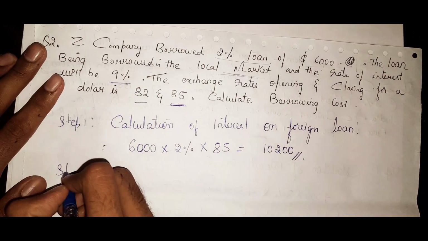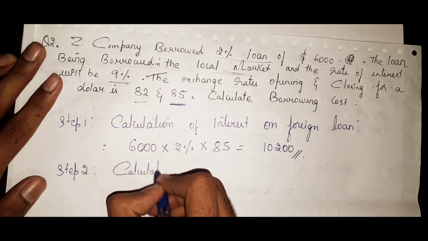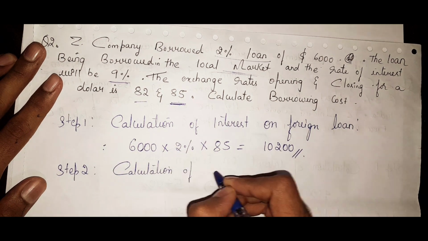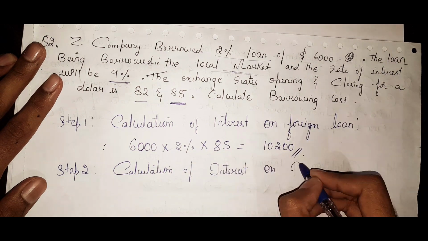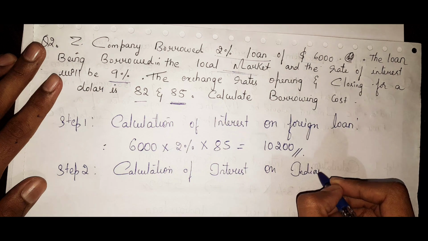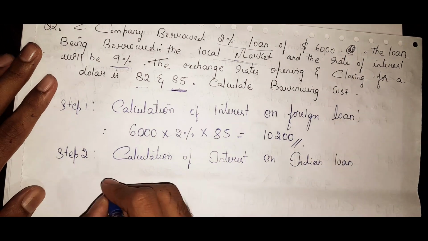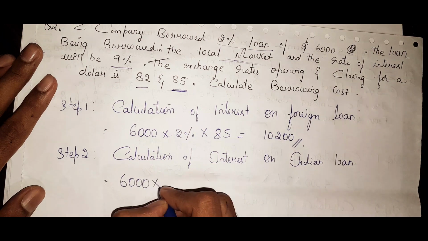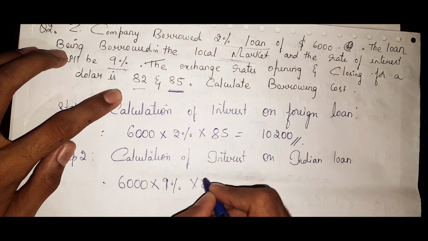Next, step 2. Step 2 will be calculation of interest on Indian loan. So it will be the same $6,000 into 9% is the interest in India. We have to take 82 rupees.